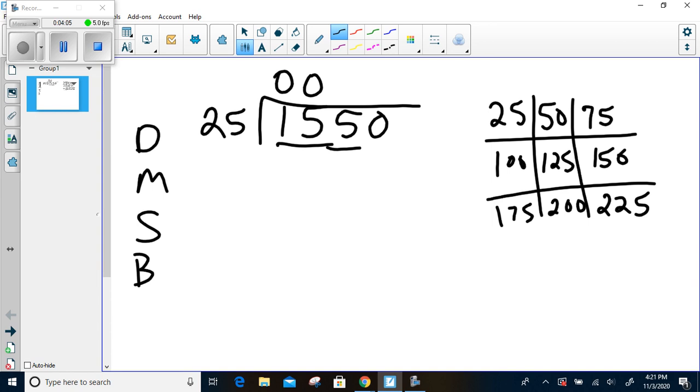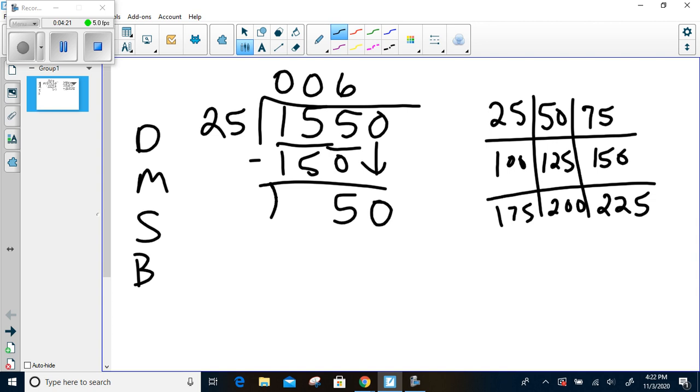Now, we do have something that is close to 155 without going over, and that is 150. So I'm going to write it here, and that is in the times 6 slot. So we're going to write our 6 up top, subtract, we get 5, bring down the 0. We get 50, and now we're going to look for what's closest to 50 without going over on our tic-tac-toe. It is indeed exactly 50, and we're going to figure out that that's in the 2 slot and write our 2 up top. We have nothing to bring down, so we are done.